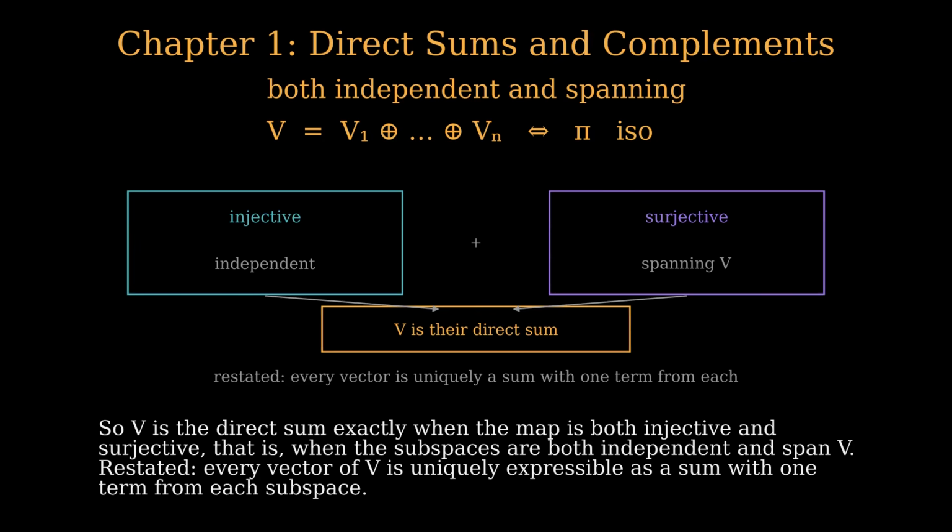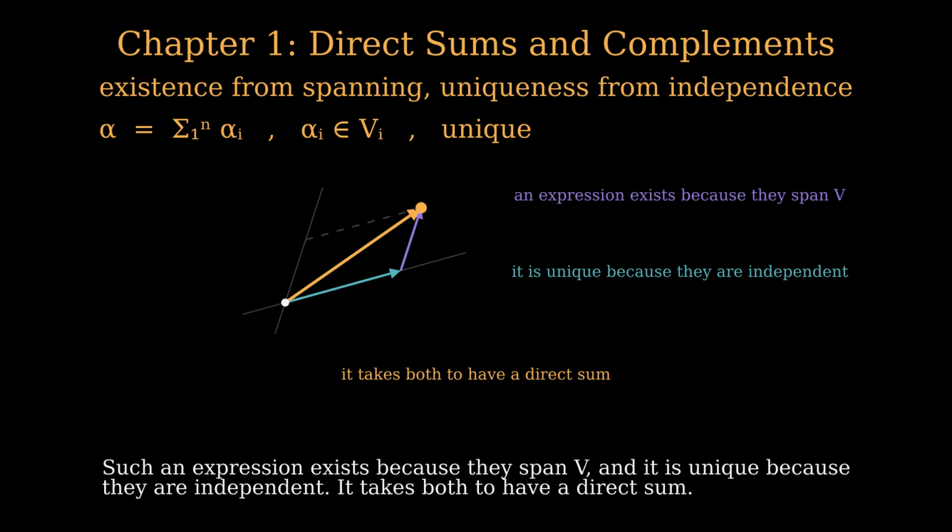So V is the direct sum exactly when the map is both injective and surjective, that is, when the subspaces are both independent and span V. Restated: every vector of V is uniquely expressible as a sum with one term from each subspace. Such an expression exists because they span V, and it is unique because they are independent. It takes both to have a direct sum.